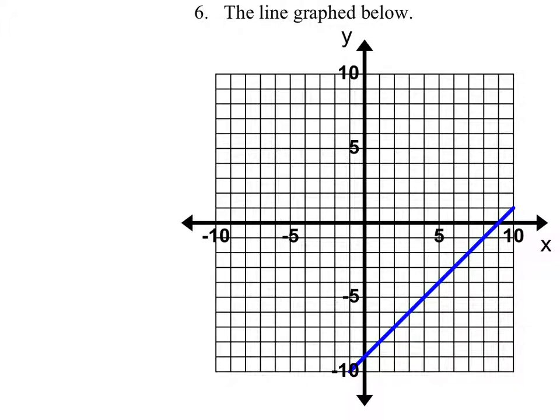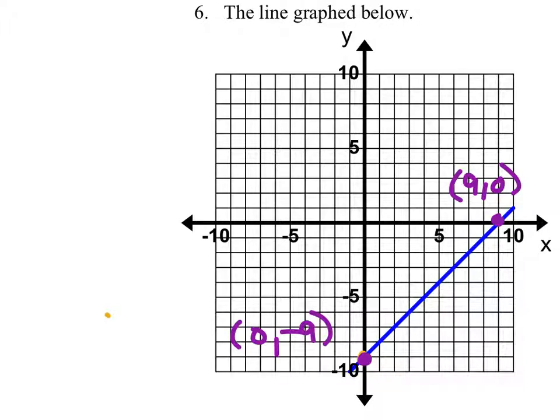Number 6, we got to find the equation for this graph. So we just need 2 points on the graph. Well, this is a good point to start with, 0, negative 9. Why is this a good point to start with? Because it is the y-intercept. We can look at the x-intercept as well. We'll just do 9, 0.